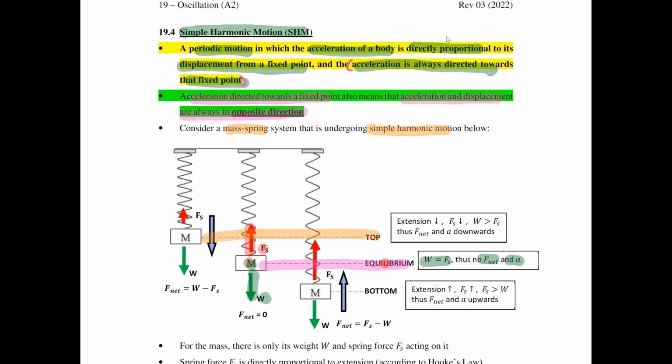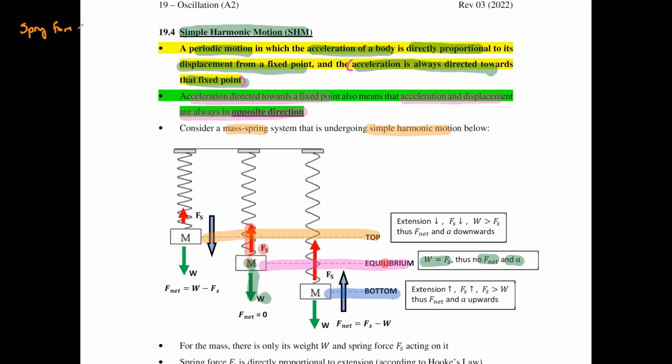And then when it oscillates downward, it will reach a bottom position right over here. Now, if you were to consider the forces at the top and bottom position, it will be different than the one at equilibrium position.